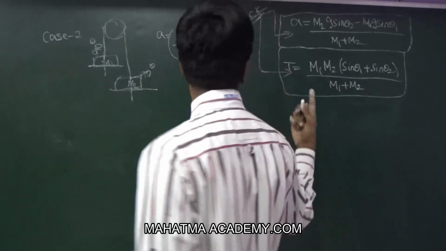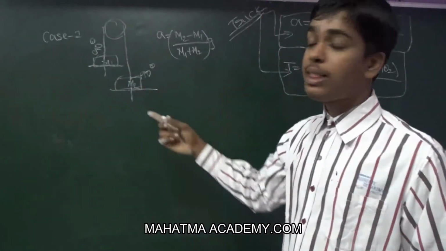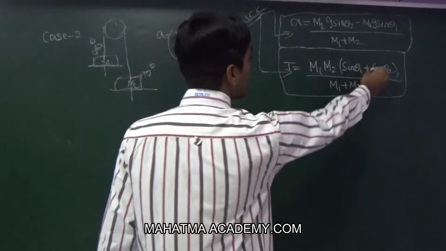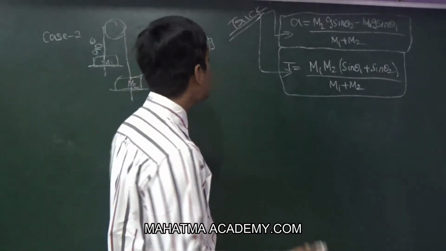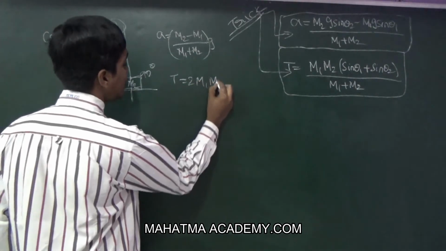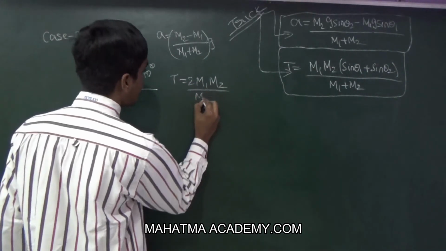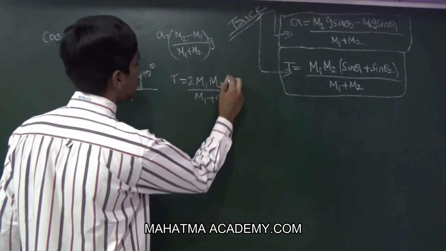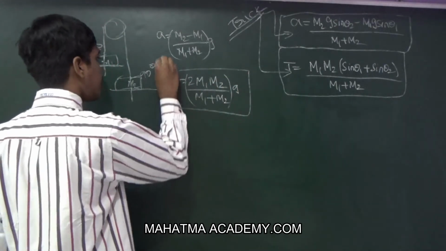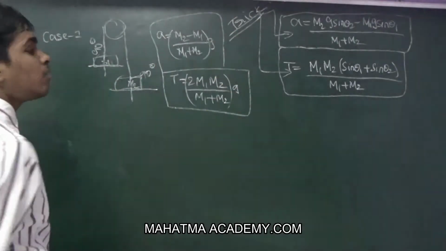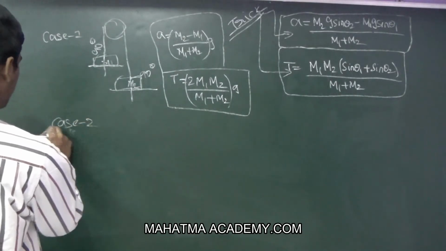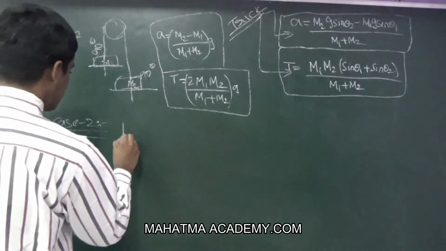Okay, this is the trick. Now for this one the angle is 90. So here sin 90 is 1 and the sin 90 is 1. So 1 plus 1 gives rise to 2, and the tension will become 2 m1 m2 upon m1 plus m2 into g. That is the acceleration and the tension. Now case 2.